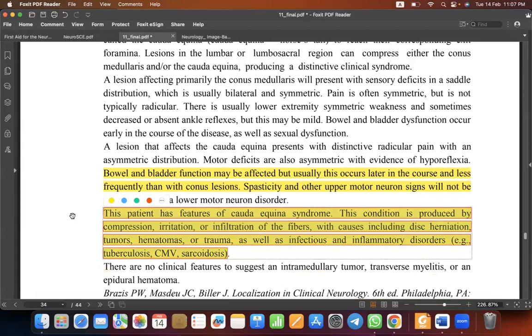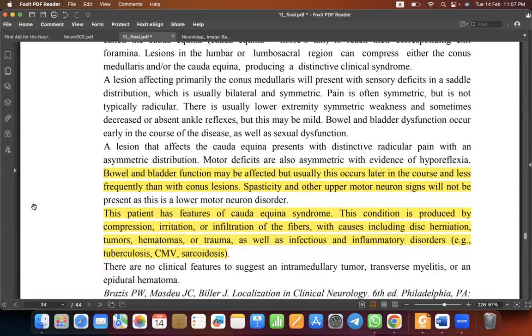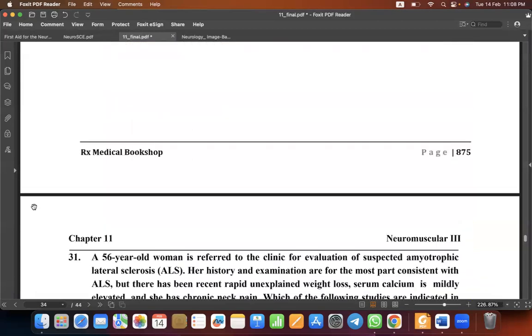Okay, this condition can cause compression, irritation, or infiltration of the fibers. You should remember it can be caused by trauma, hematoma, or tumor, as well as TB, cytomegalovirus, and sarcoidosis itself.